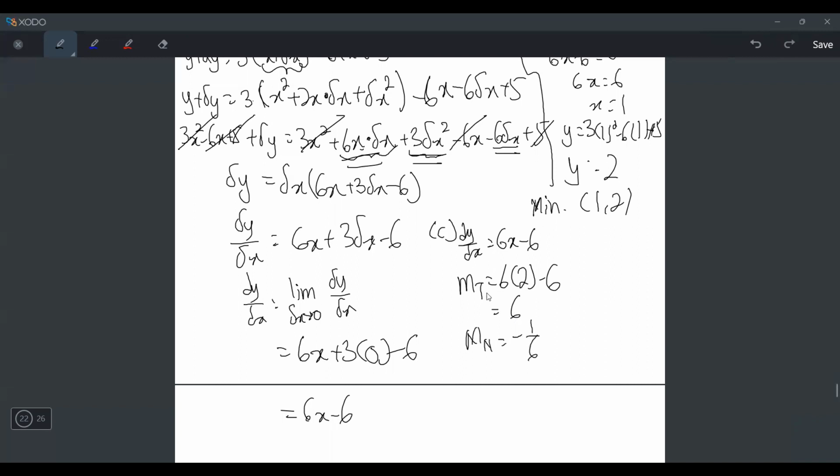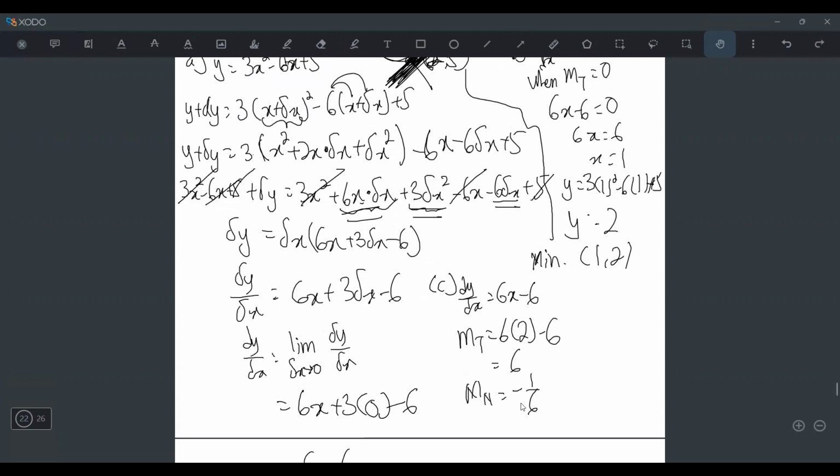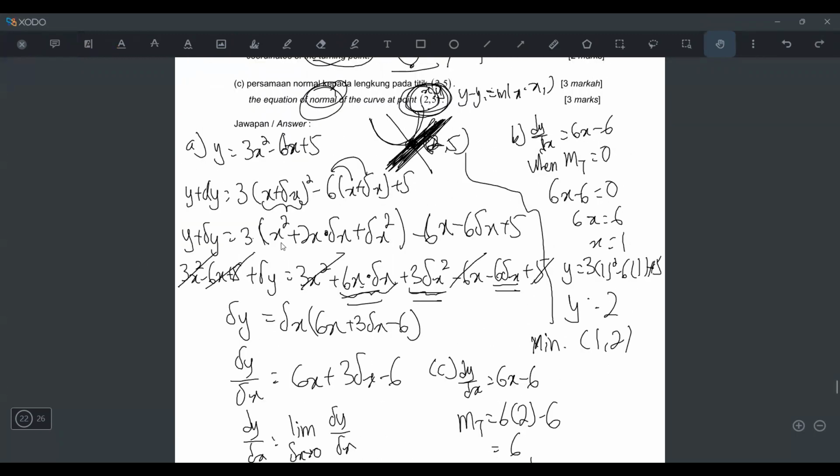Okay, because they are perpendicular. Tangent and normal are perpendicular. So when you multiply M1 times M2, it equals negative 1. And if you don't trust me, you take this one times this one, you really get negative 1. After that, you can use the formula, which is y minus y1 equals gradient times x minus x1. But this time, the gradient, you will use negative 1 over 6, and the passes through point is 2, 5.